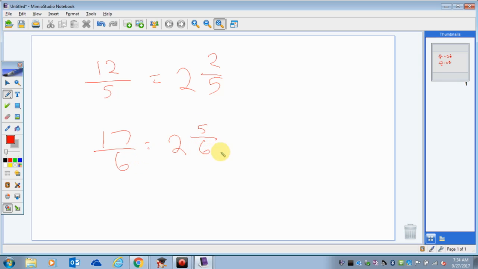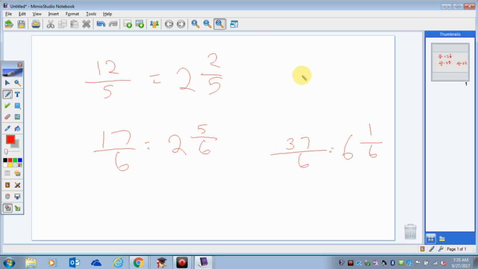the same. When you change an improper fraction to a mixed number, the denominator here is going to be the same as the denominator here. This can never change. The denominator will never change. So I'll take another one. I can have 37 over 6. 6 will go into 37 6 times, with 1 left over, 6.